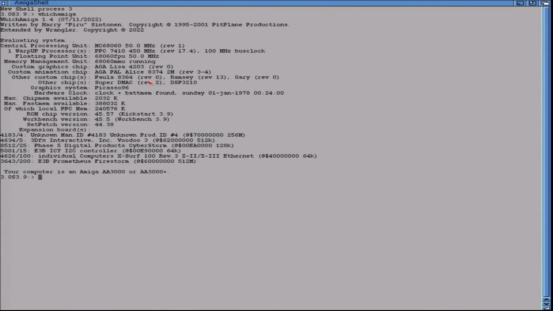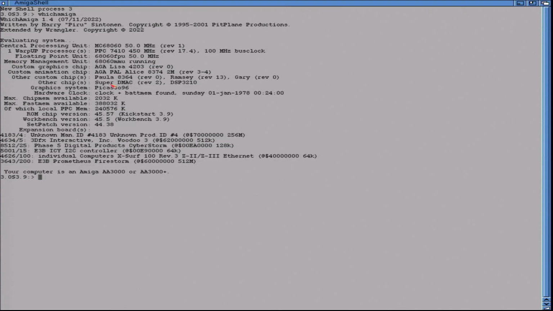What else have we got? Well, let's just cast our eyes down here beyond the custom chip readouts, and we've got a new row, other chips. This is what I've added in, and this was the original suggestion from Trickster, which is, was it possible to introduce into WhichAmiga a way of identifying whether there's a super DMAC chip in the Amiga?